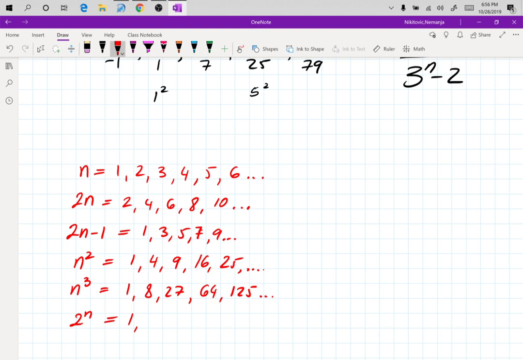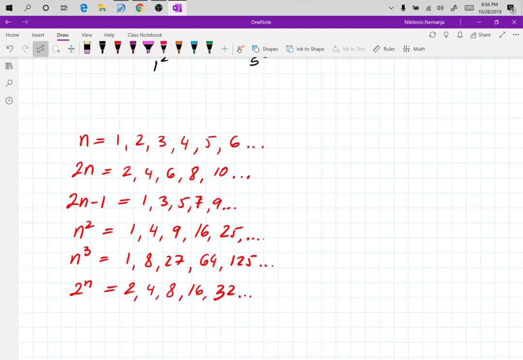And then you have your 2 to the n, which is, well, let's start them all at 1. So 2, 4, 8, 16, 32, and 3 to the n. And this is the one that you probably didn't know. 3, 9, 27, 81, right? And then 3 to the 5, so 243, going on.